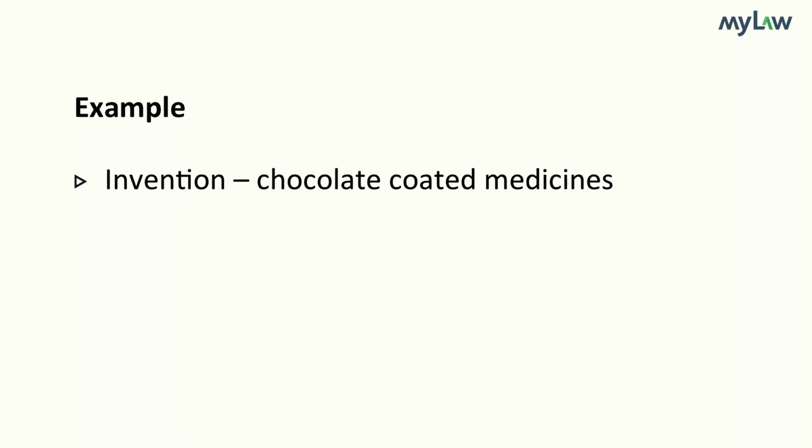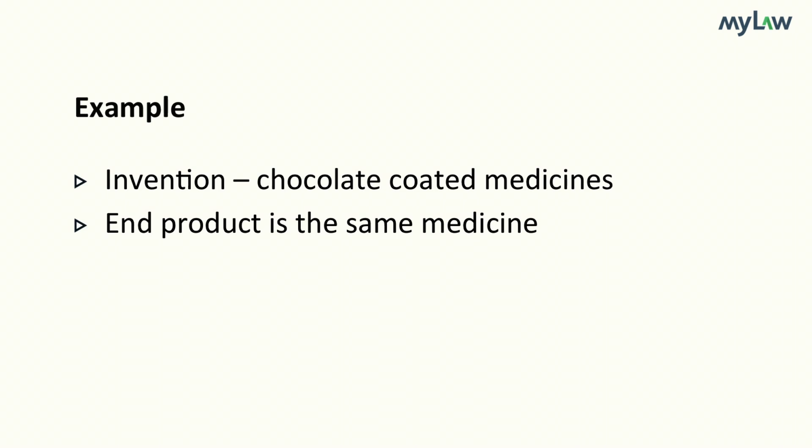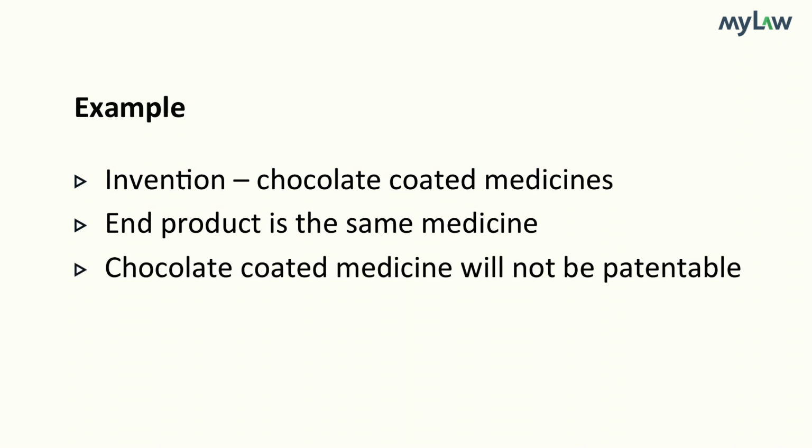Next is section 3E. This is mostly applied to the chemical and pharma area. This merely deals with admixture. For example, in order to increase sale of medicines, the medicines are coated with chocolate. If we look at it, the end product is the same medicine as before, which is coated with a chocolate flavor. This chocolate coated medicine will not be patentable as it will fall under section 3E of the Patents Act as being a mere admixture.